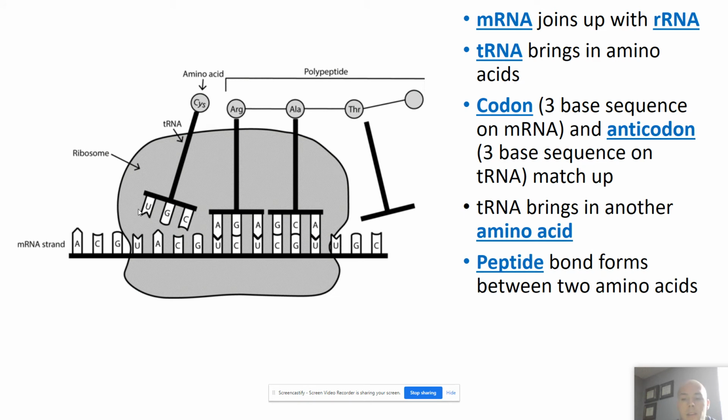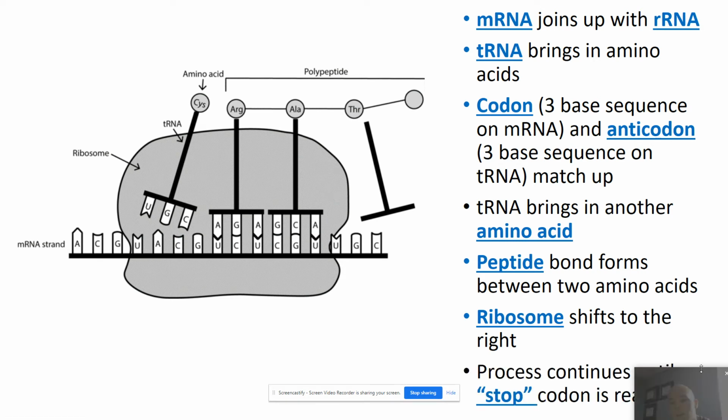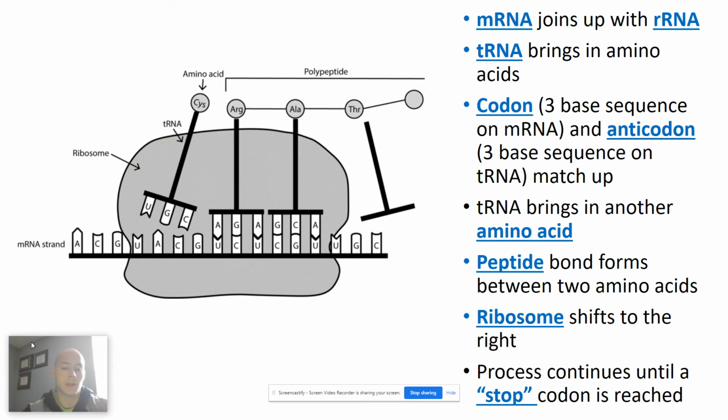A peptide bond is going to form between amino acids. Hopefully you guys remember that from when we were talking about macromolecules. These bonds in here are peptide bonds, just a fancy term for the bond between amino acids. And then that ribosome shifts to the right, moving along. So I pointed the wrong way, but it's fine. Moving along as it reads that mRNA strand. And I'll move me. The process continues until a stop codon is reached.